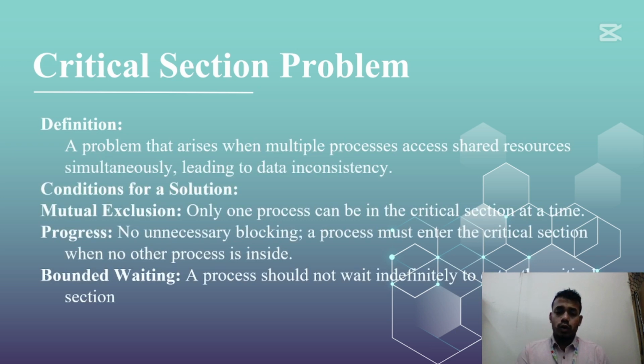Next, we have critical section problem. What is critical section problem? A critical section problem is a problem that arises when multiple processes access shared resources simultaneously, leading to data inconsistency. Conditions for a solution: mutual exclusion, only one process can be in the critical section at a time. Progress, no unnecessary blocking; a process must enter the critical section when no other process is inside. Bounded waiting: what is bounded waiting? A process should not wait indefinitely to enter the critical section.